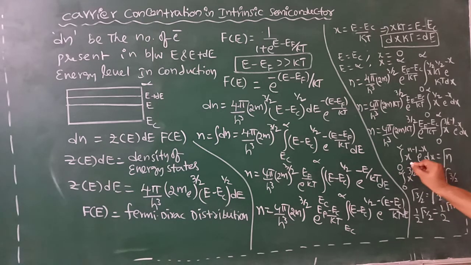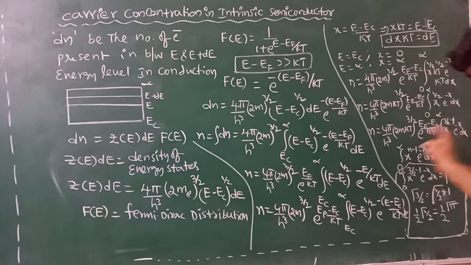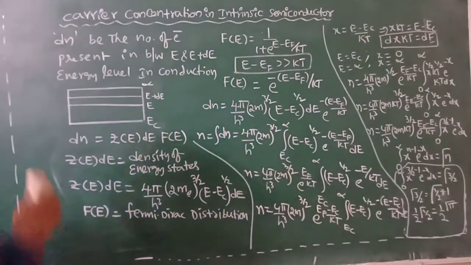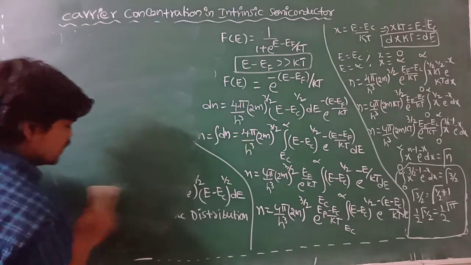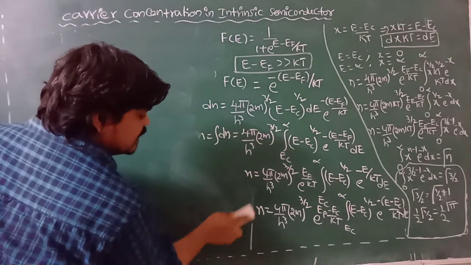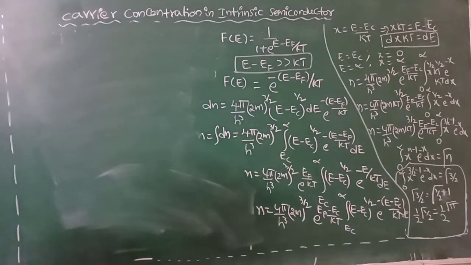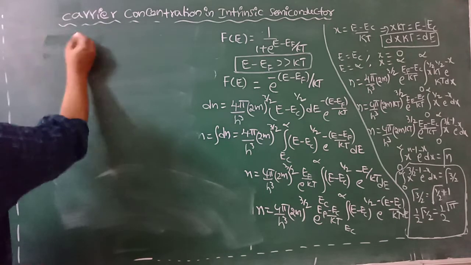See here, the integral from 0 to infinity of x^(3/2 - 1) e^(-x) dx is equal to gamma 3/2. Its value is 1/2 root pi. So we can write this expression, if the value is root 2, as 1/2 root 2 pi. So then the final equation becomes as follows.